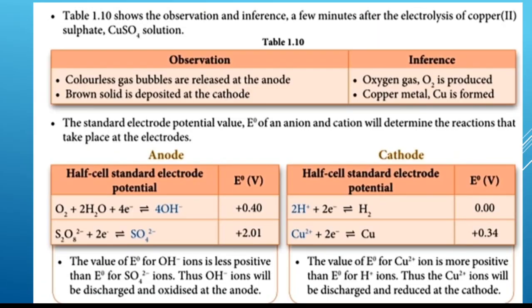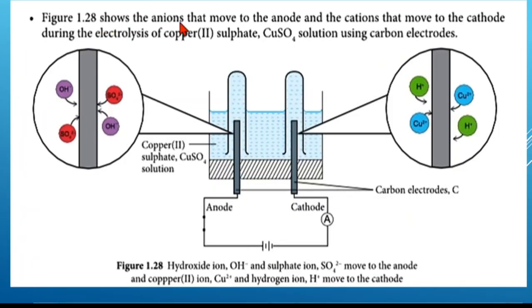Contoh. Figure 1.28 shows the anion that move to the anode and the cation that move to the cathode. Mesti ingat anode itu positive electrode. Connect to the positive terminal of the battery. Cathode itu adalah negatif. Jadi, kalau positif di sini, positive electrode, yang pergi sama dia ialah negative ion, iaitu anion. Faham? Yang ini negative electrode. So, ion yang menuju ke sini adalah positive ion, iaitu cation.